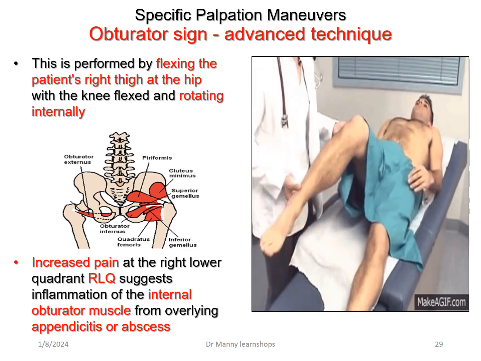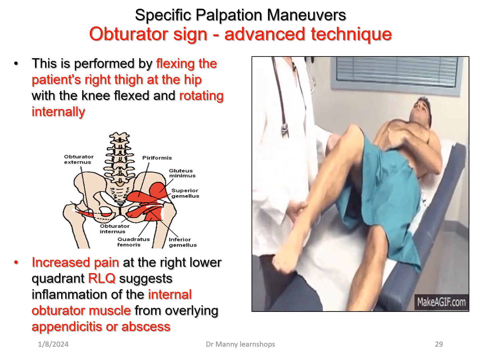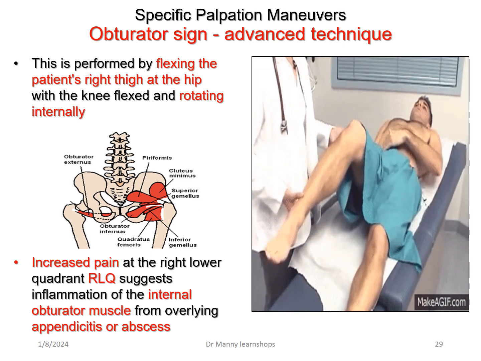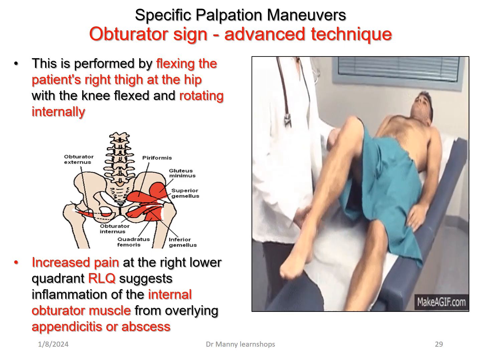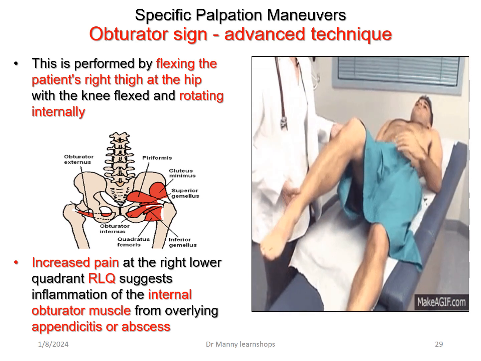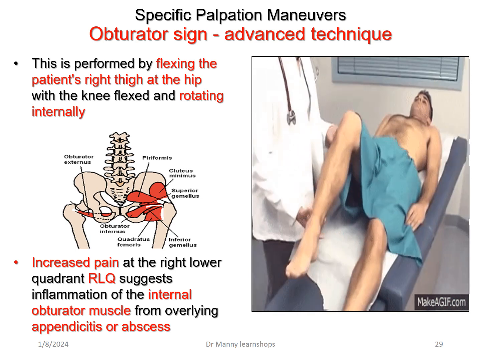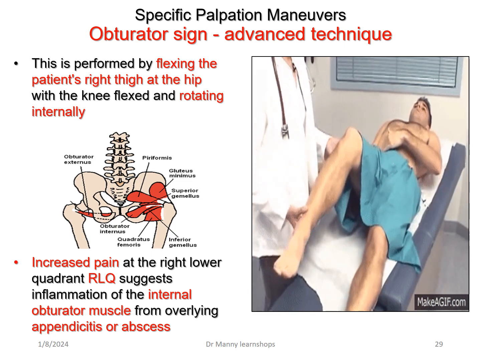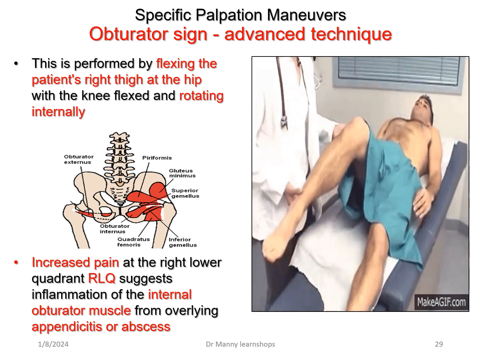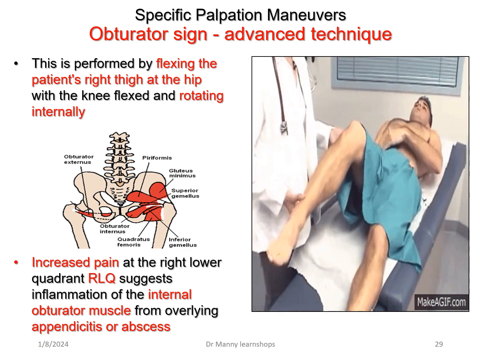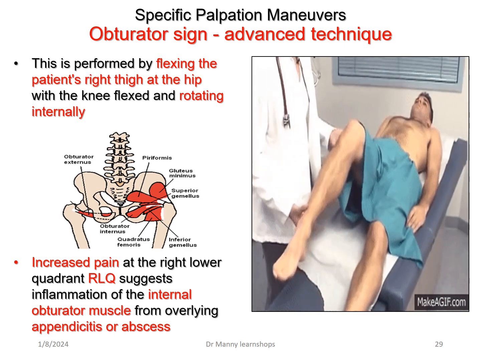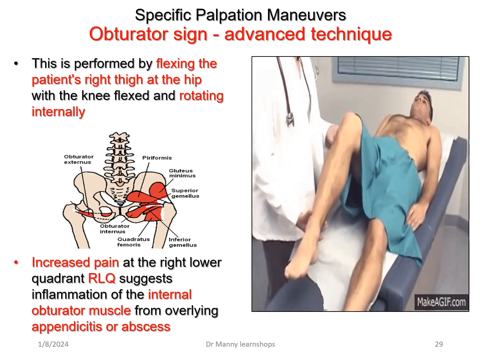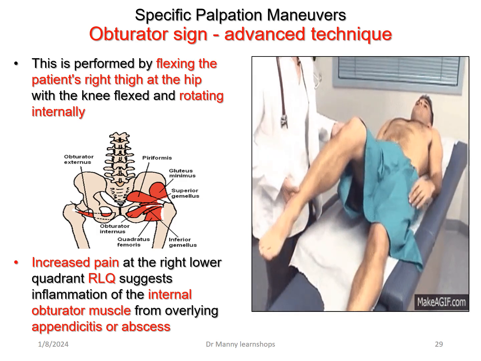The obturator sign is another advanced technique, and it's performed by flexing the patient's right thigh at the hip with the knee flexed and rotating internally. What should happen is there will be increased pain in the right lower quadrant, which suggests inflammation of the internal obturator muscle from an overlying inflamed appendix or an abscess.